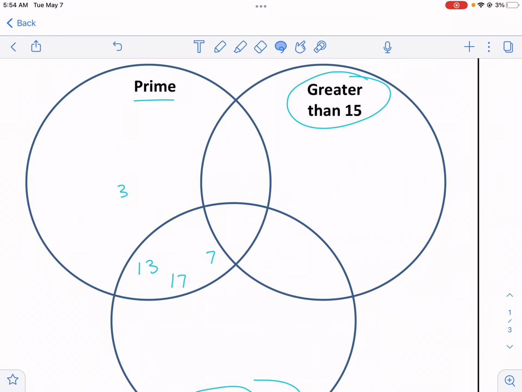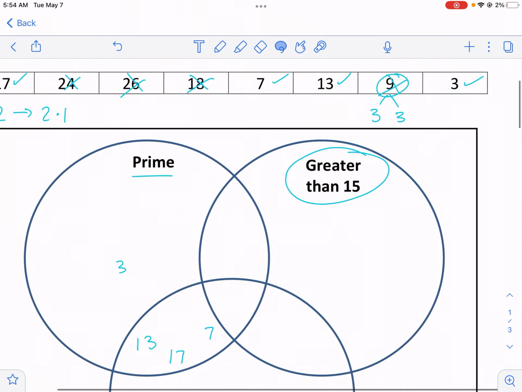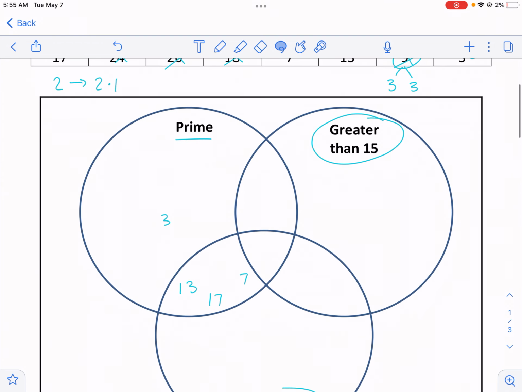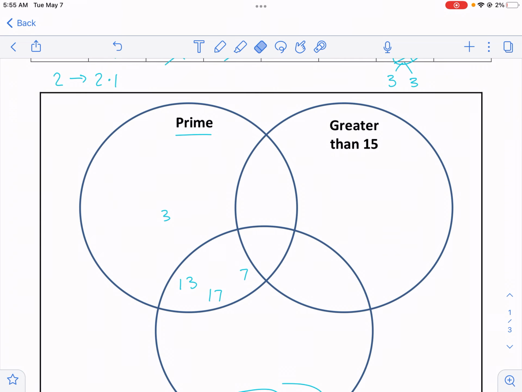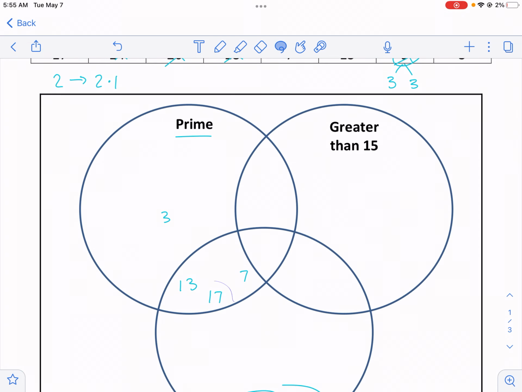So we can put that one out. And I'll talk about greater than 15 in just a second. So these ones, 13 is not a multiple, 17, 7. All of those do not have 3 as a factor. I'm at 2% battery. I'm just letting you know, but we'll finish this, don't worry. Now, the other category is greater than 15. So we're going to be looking at this and which ones are greater than 15. And only one of these is greater than 15.